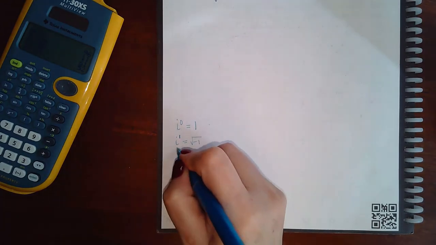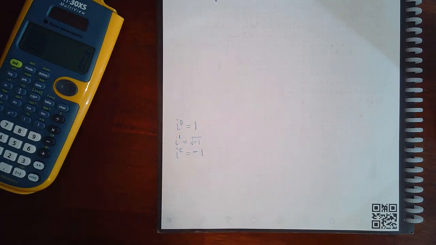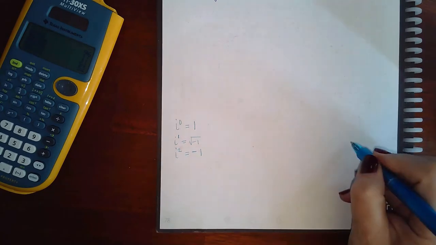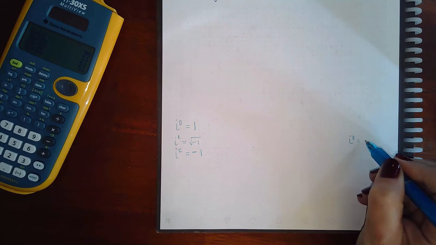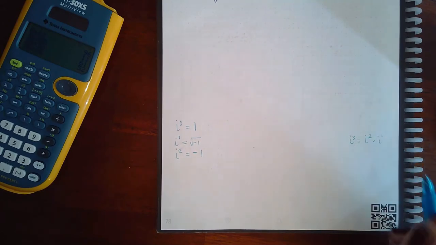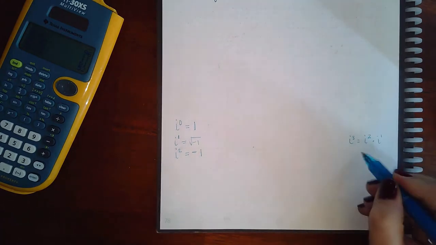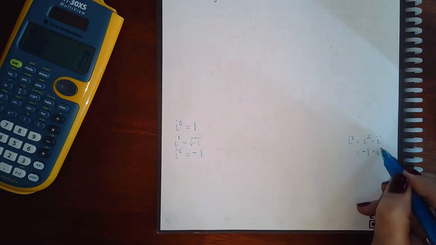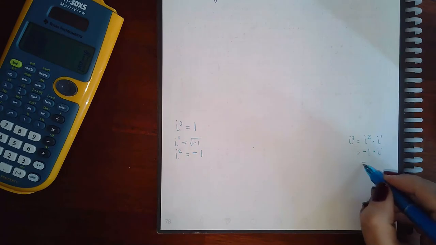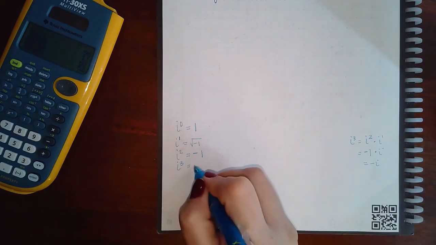We also know that i squared is equal to negative 1. Now i cubed, I'm going to inspect over here. i cubed can be written as i squared times i to the 1 power, right? When you add the exponents, you get 3. And i squared, I know, is negative 1. And if I multiply negative 1 by i, I get negative i. So now I've established that i cubed equals negative i.